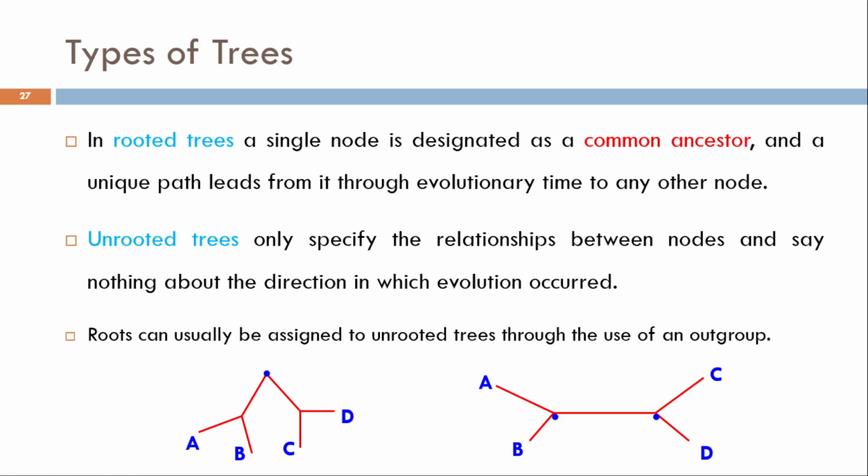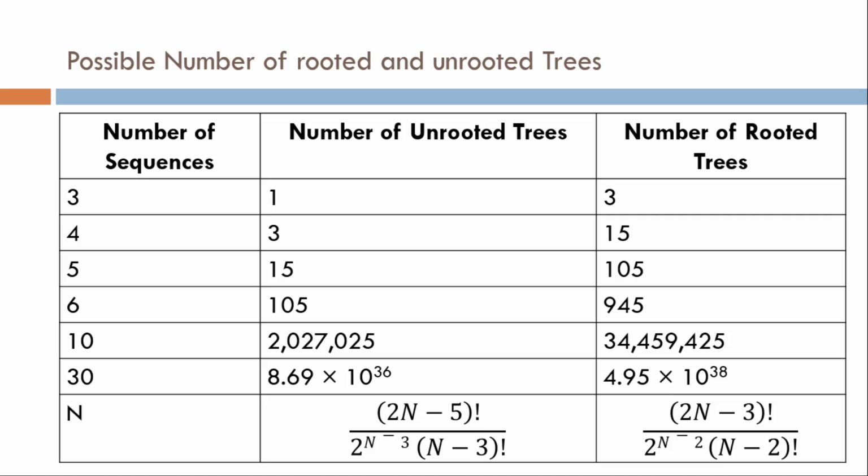So whenever you do the phylogenetic analysis, we get the unrooted trees, and unrooted trees can be converted into rooted trees. That concept we'll discuss later on in the later part of the video tutorial. So roots can actually be assigned to an unrooted tree through the use of an outgroup method. We'll see later on. So how many sequences do you have? Suppose you have 10 sequences. Then how many unrooted trees are possible, or how many rooted trees are possible?